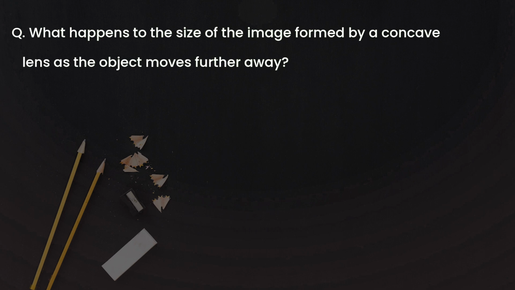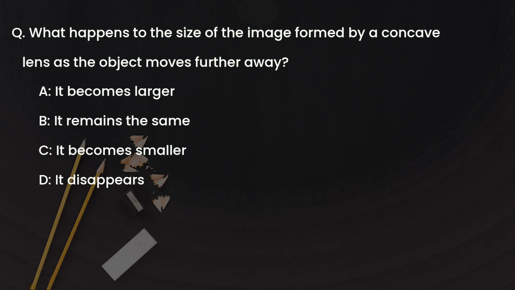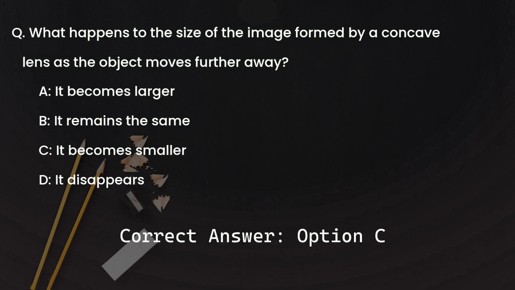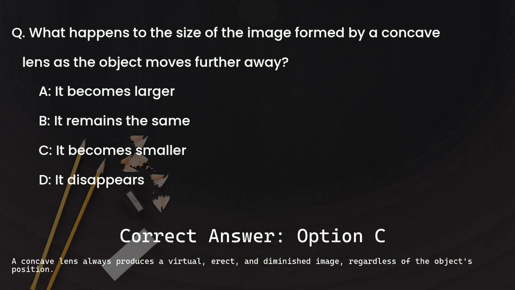away? Option A, it becomes larger. Option B, it remains the same. Option C, it becomes smaller. Option D, it disappears. You have 5 seconds to answer the question. The correct answer is option C, which is it becomes smaller. A concave lens always produces a virtual, erect, and diminished image, regardless of the object's position.